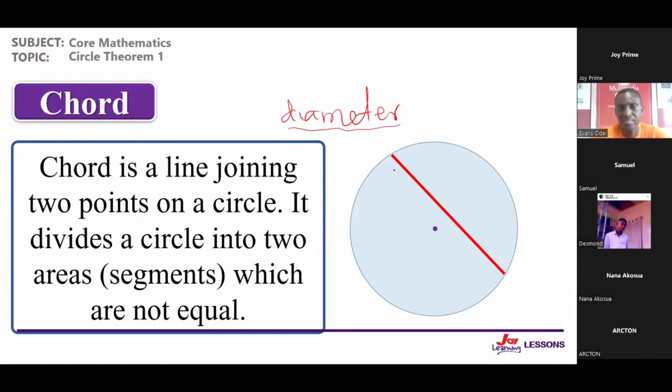And so it divides a circle into two areas or two segments. Anytime you draw a chord, you see that you get two separate areas, okay? And these two areas, we call them segments. Very soon we'll understand what a segment is. Let's see segment.